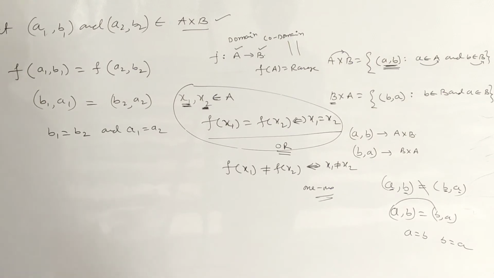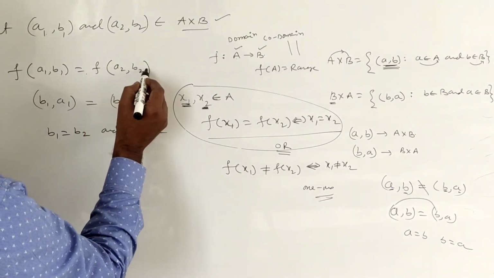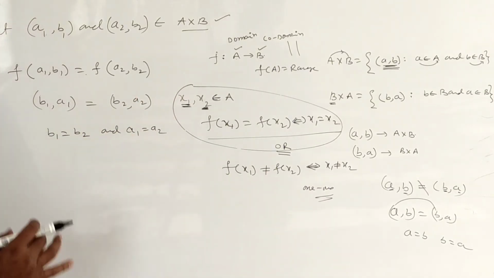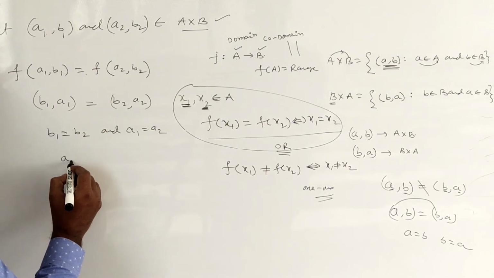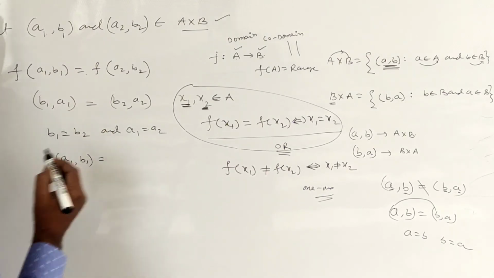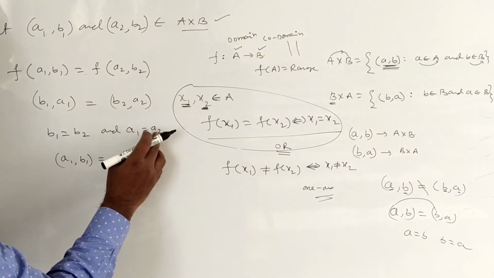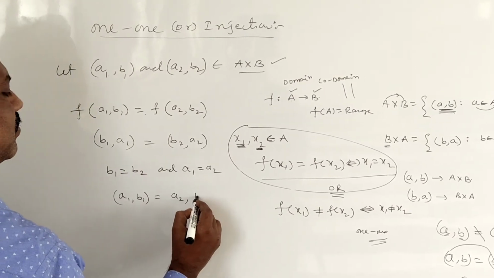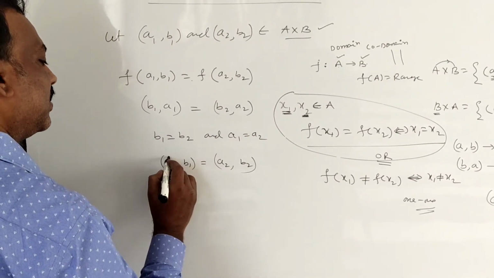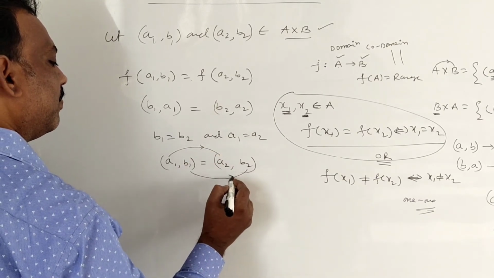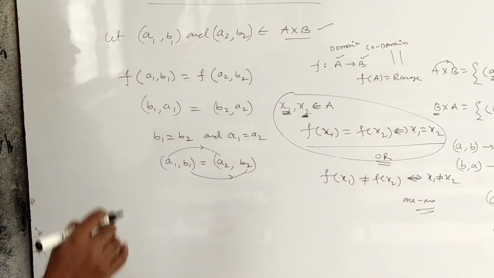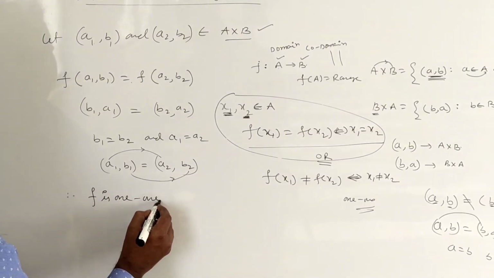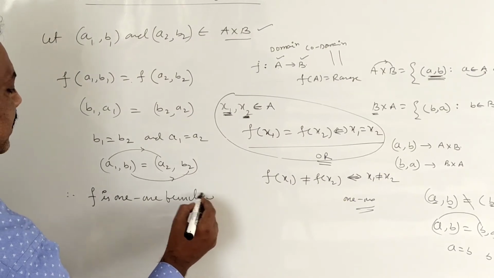Clear, students? So f of x1 is equal to f of x2, so we got x1 is equal to x2. What is x1 value? A1 B1. So A1 B1 is equal to, what is A1 value equal to? A2. So I can write A1 is A2. What is B1 value equal to? B2. So A1 is equal to A2, B1 is equal to B2. So x1 is equal to x2. We got therefore f is a 1-1 function or injection.